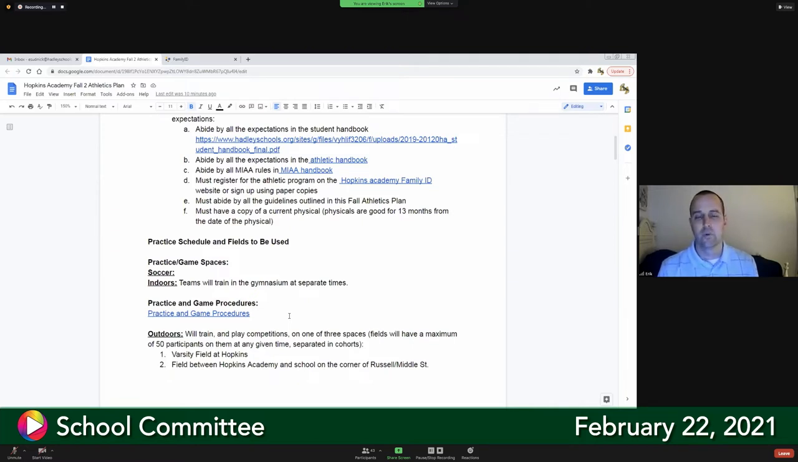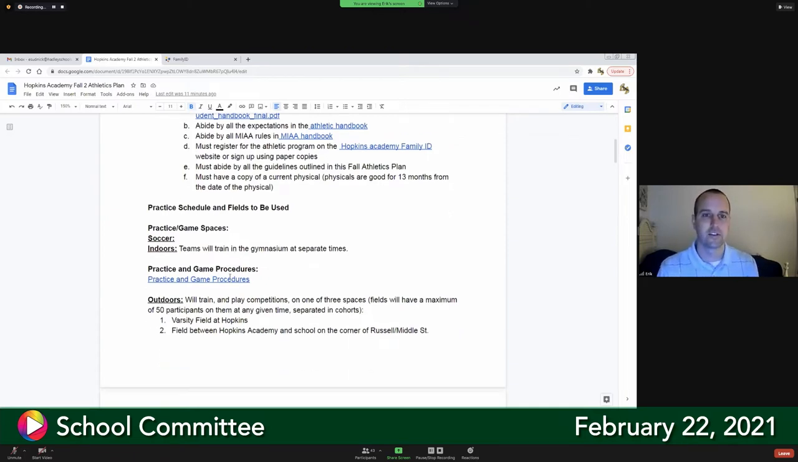And we would follow the same practice procedures that we did for the winter sports program. I copied and put that into the document down here. The game procedures would obviously look different. I would need to modify that document if we were ever to do a game indoors for soccer. But for right now, I would just follow the practice procedures we had in basketball, which, after students were aware of the expectations and coaching staff were good, worked quite smoothly.